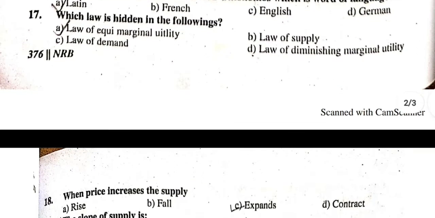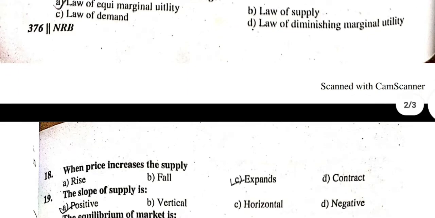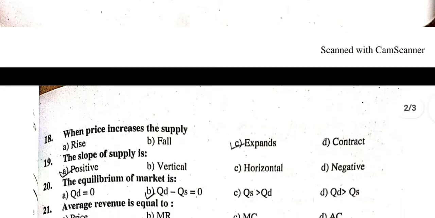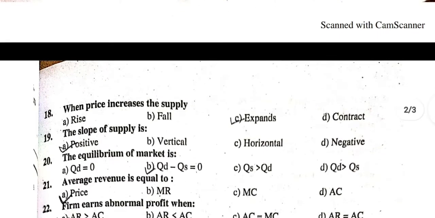18. When price increases, the supply: A. Rises, B. Falls, C. Expands, D. Contracts. C. Expands. The slope of supply is: A. Positive, B. Vertical, C. Horizontal, D. Negative. The slope of supply is positive. The equilibrium of the market is QD minus QS equals 0. Option B. Average revenue is equal to price.